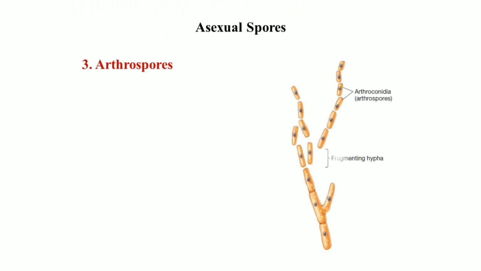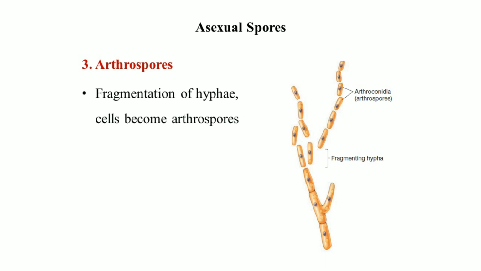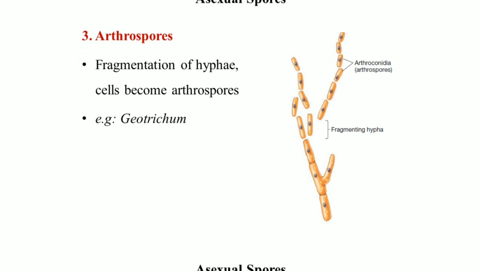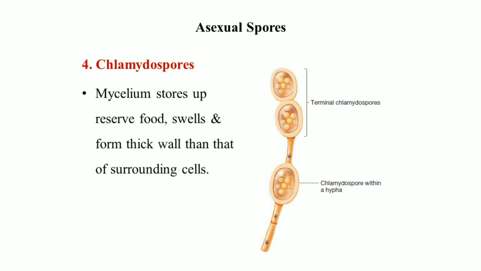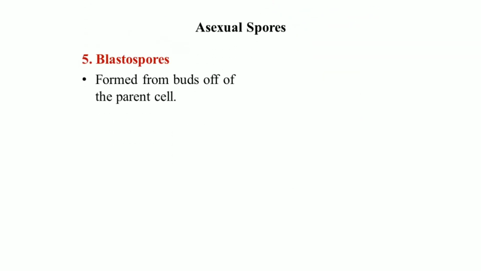Arthrospores. By fragmentation of hyphae, cells become arthrospores. They are produced by Geotrichum. Chlamydospores. Mycelium stores up reserve food, swells, and forms a thicker wall than that of surrounding cells. Chlamydospores are found within the hyphae. Blastospores are formed from buds of the parent cell.